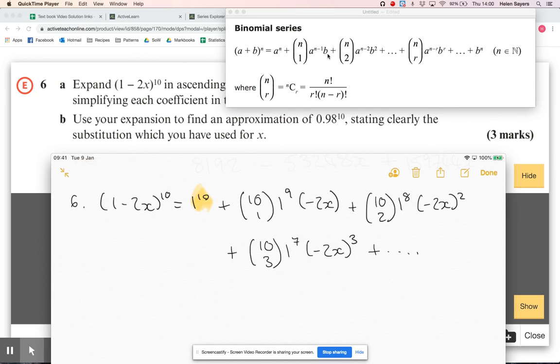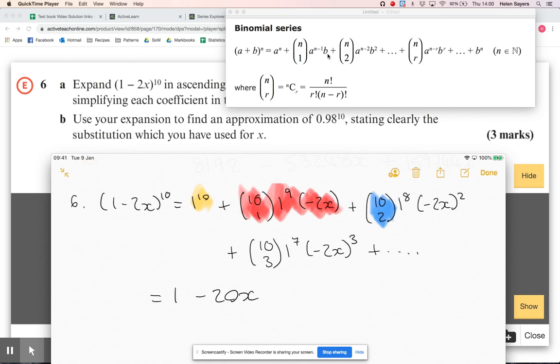So that's my constant term. 1 to the power of 10 is just 1. Then my x term. 10 choose 1 is just 10. So basically it's 10 times 1 times minus 2, so minus 20x. Then I've got 10 choose 2.